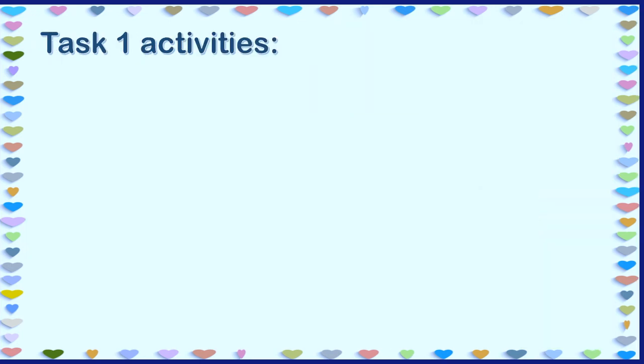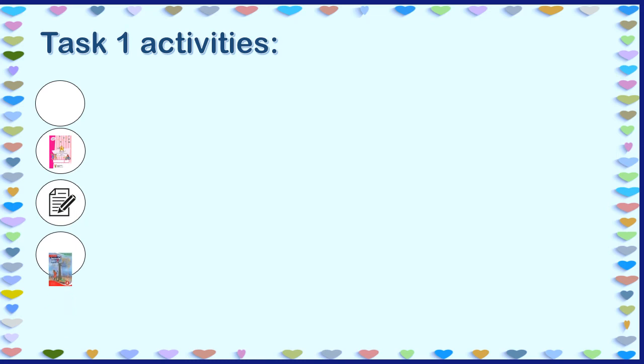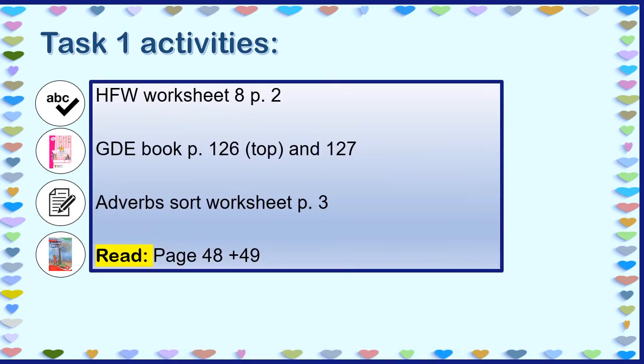Good. So your task 1 activities for today will be, you will do your high frequency worksheet. That will be on page 2 of the worksheet set. Then you have 2 adverbs activities. The one is a sorting activity. That's your worksheet page number 3, where you just sort the different words into how, when, where.